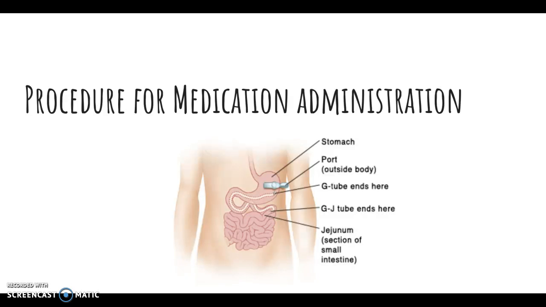Procedure for medication administration. Check for authorization forms or any record forms that the patient may have. Review the medication administration form, the medical provider form, and the parent or guardian consent form.